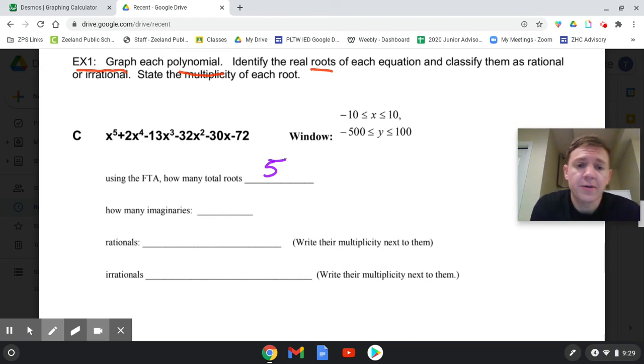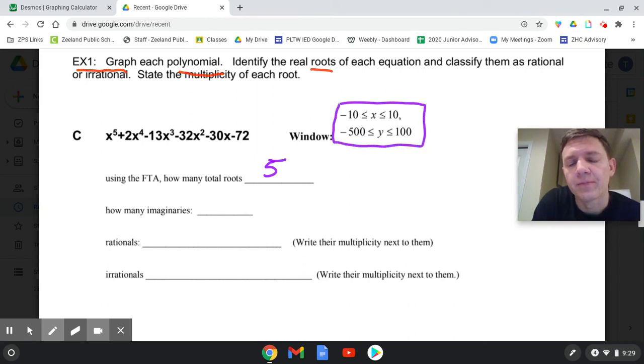How many are imaginary? We don't know yet. We need to graph it. One thing to keep in mind is it's giving us a window here. All right. So when you graph it, you need to reset your window to -10 less than or equal to x less than or equal to 10, -500 less than or equal to y less than or equal to 100. Okay. I'm using Desmos.